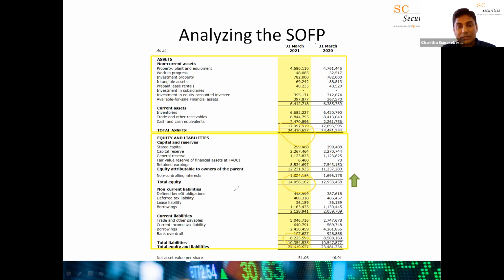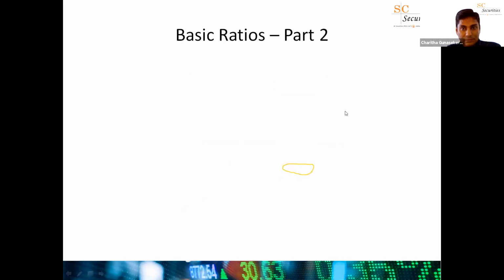But for equity shareholders, what we really take is the equity attributable to the ordinary shareholders. So 12.2 billion. So what you calculate as net assets value per share is 12.2 billion divided by the number of shares in issue. So that will tell you how much each share would get if the company goes into liquidation. Okay. So let's move on.